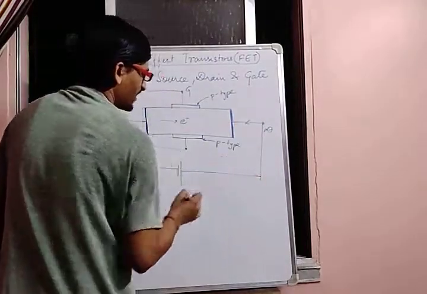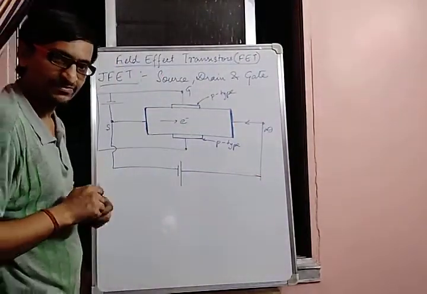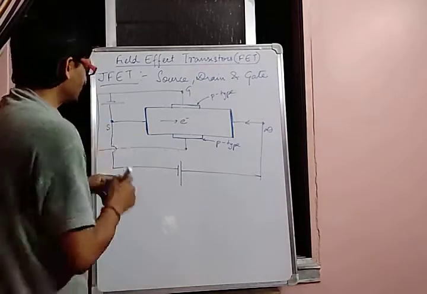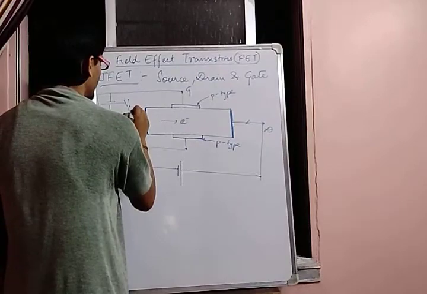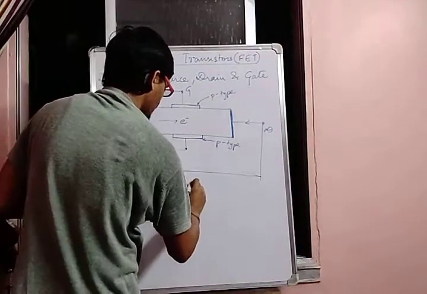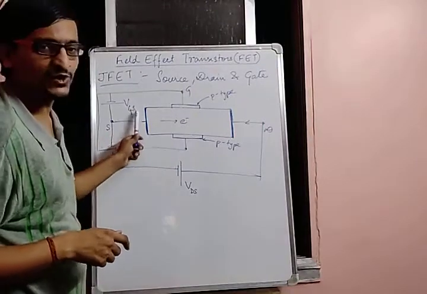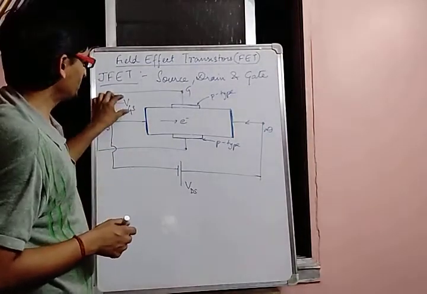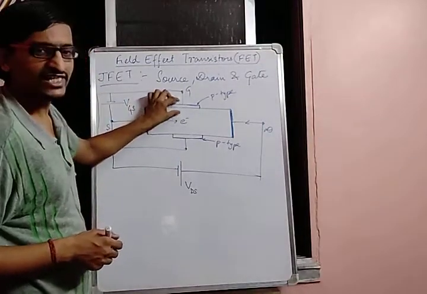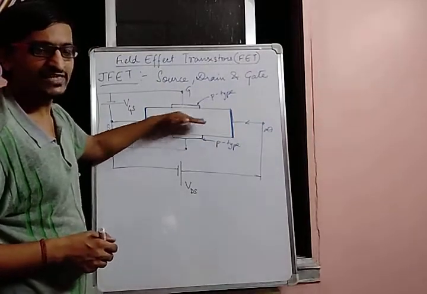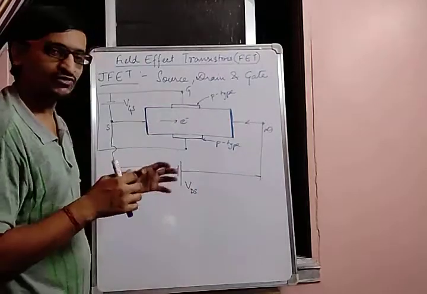Its polarity will be somewhat like this. Now, due to this reverse bias voltage VGS, let me represent it by VGS and this voltage by VDS. So due to this reverse bias voltage, both of these PN junctions are basically reverse biased. As a result, what will happen?